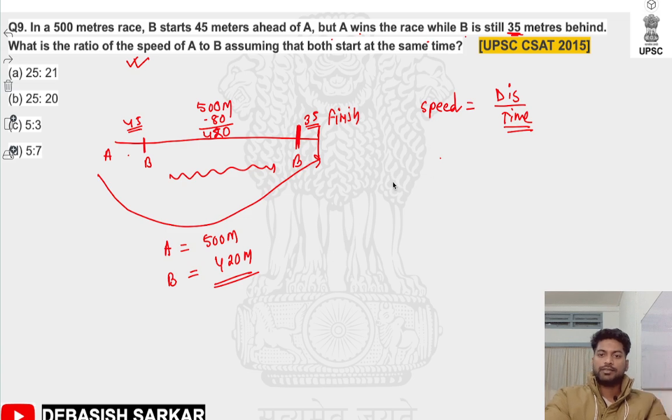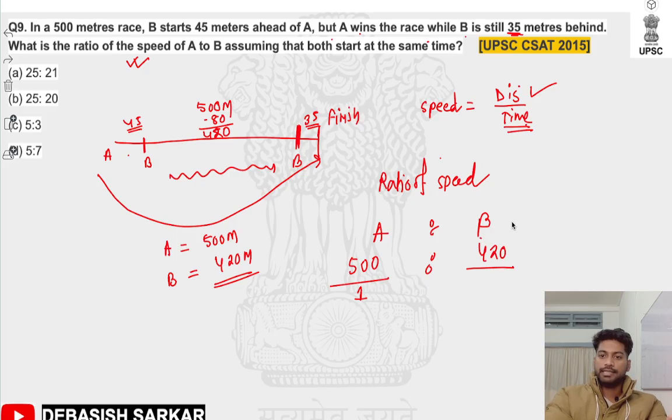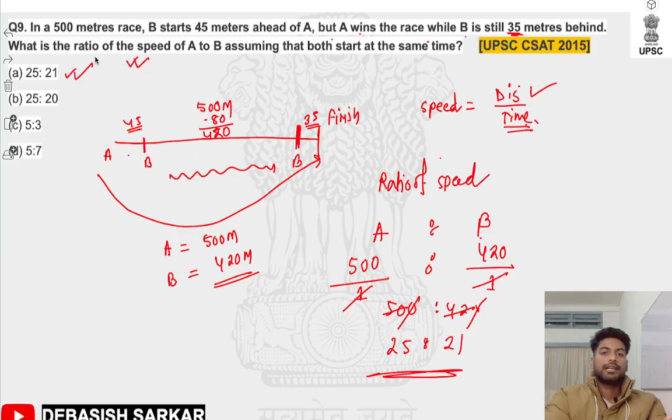Okay, so what is the ratio of the speed? देखो, ratio of speed, A and B. अच्छा, distance A is running 500 meter and time 1 hour. Okay, B, देखो speed का formula is distance upon time. B is running only 420 meter, that is the distance of B, and time 1 hour. 1 will be eliminated, it's 500 to 420. 0 0 gone, 2 से काटेगा 25 and 2 से काटेगा, that is 21. So the answer is 25 is to 21. Got it? समझ में आया?